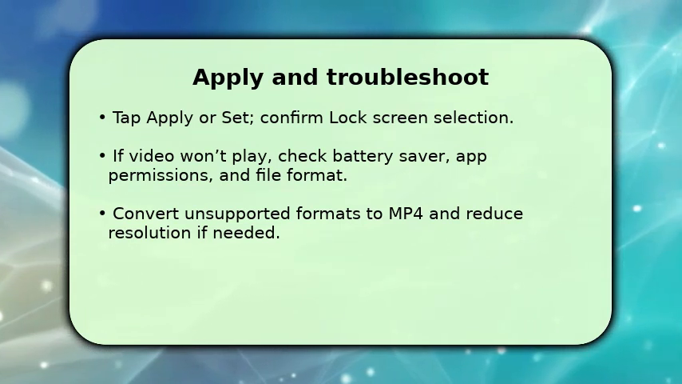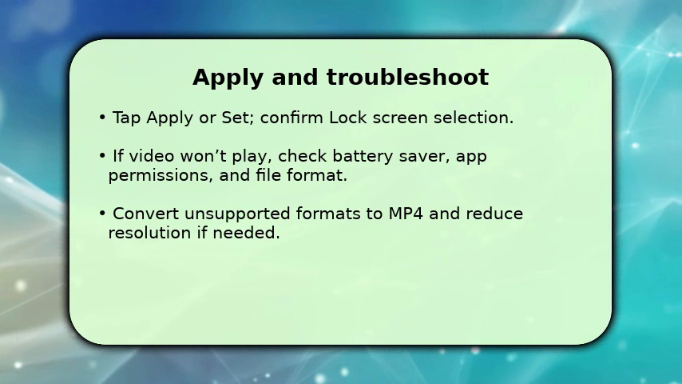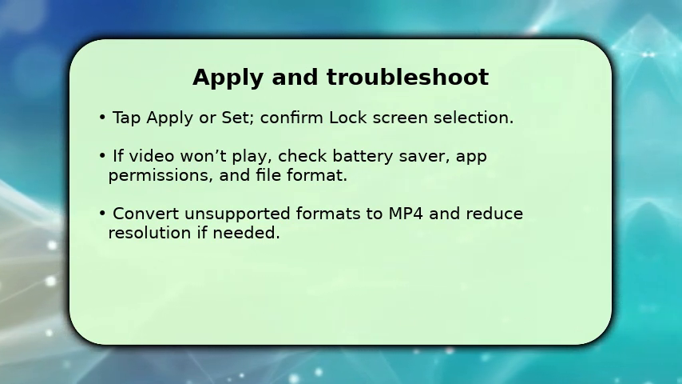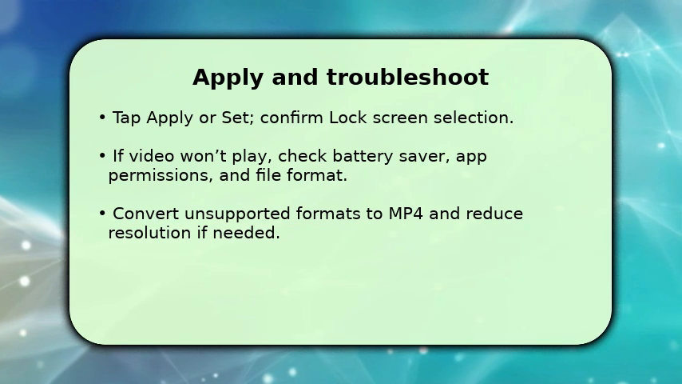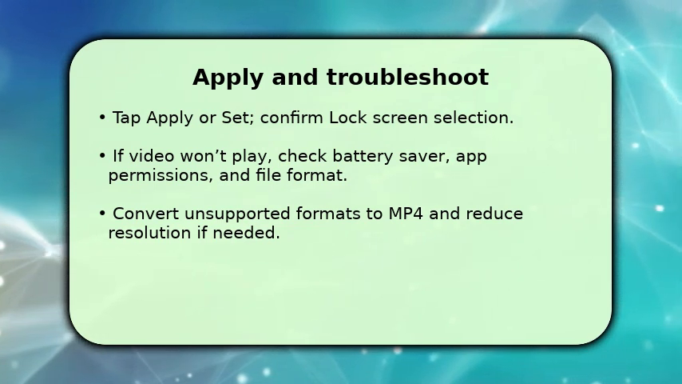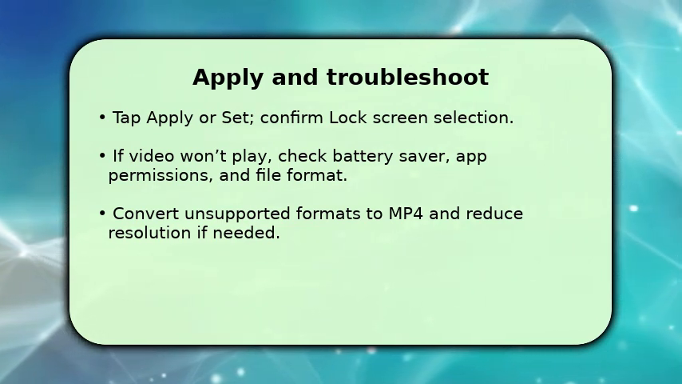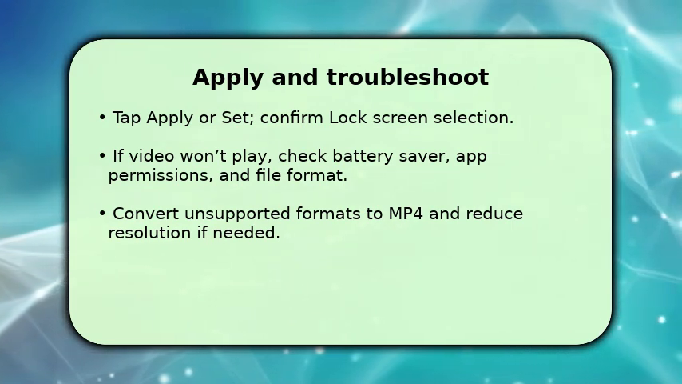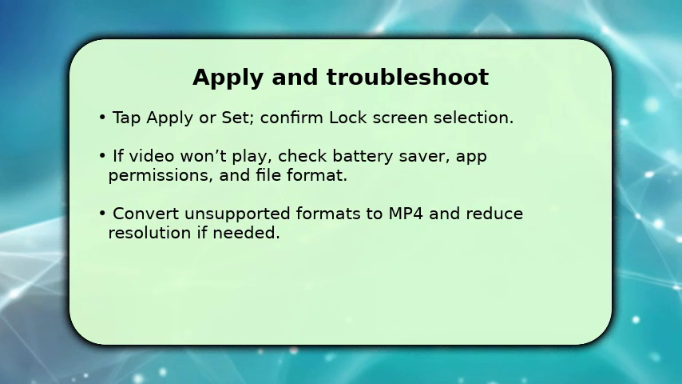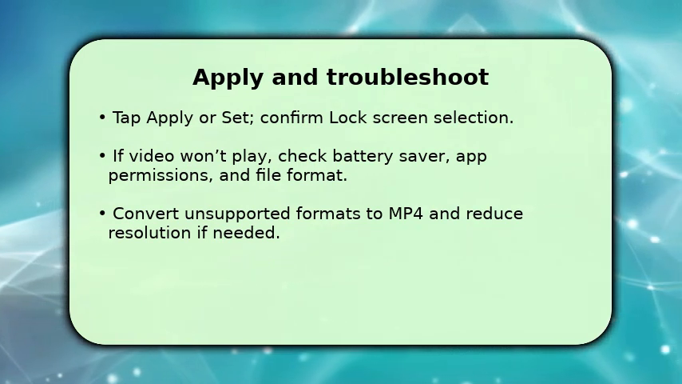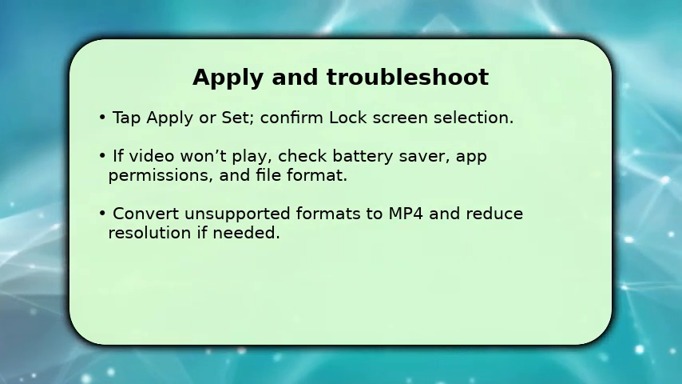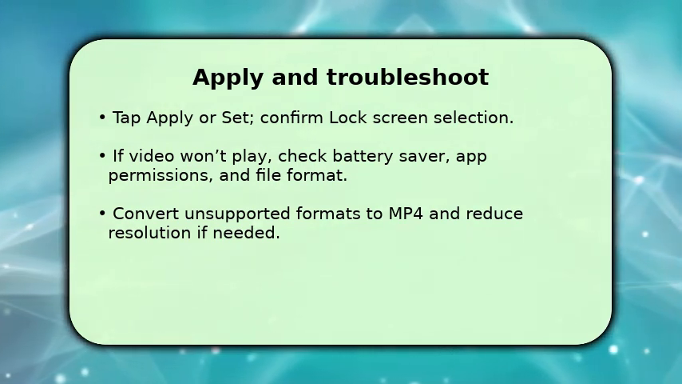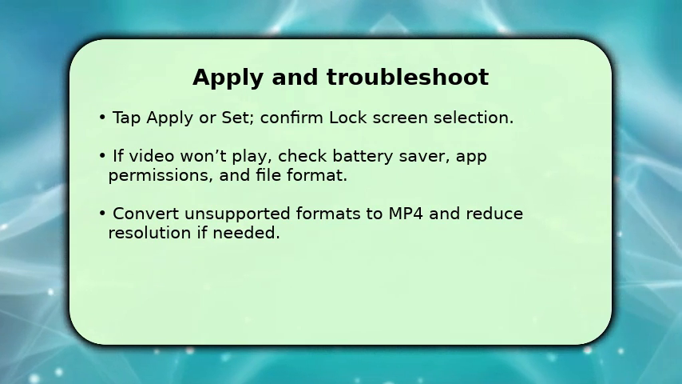If the video doesn't play, check Power Saving Mode or Battery Optimization. It often stops animated wallpapers. Also verify storage and wallpaper permissions. If format issues persist, convert the file to MP4 using a simple converter and reduce resolution to prevent stutter. Lower bitrate helps on older phones. If problems continue, restart the phone and reapply the wallpaper to finalize the change.